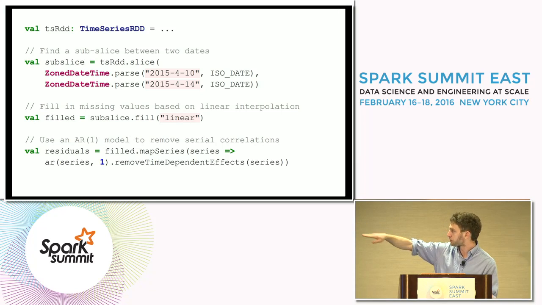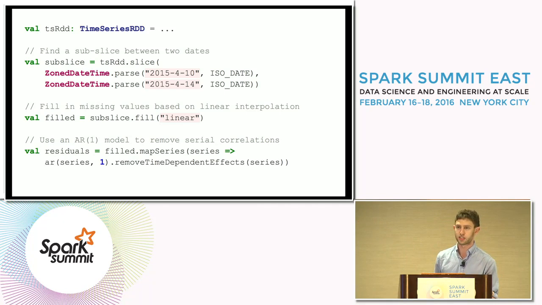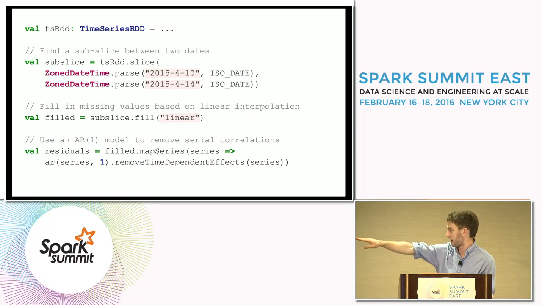And then we can do time series specific operations, like, let's say, take a time slice between these four days in 2015. We can really easily fill in missing values based on either that previous observation strategy we talked about, or something like a linear interpolation, maybe a cubic spline. And then last of all, this last line looks at each time series, fits a simple time series model, in this case an autoregressive model of order 1, and then strips out the time dependencies, basically just looks at the error terms from those models.